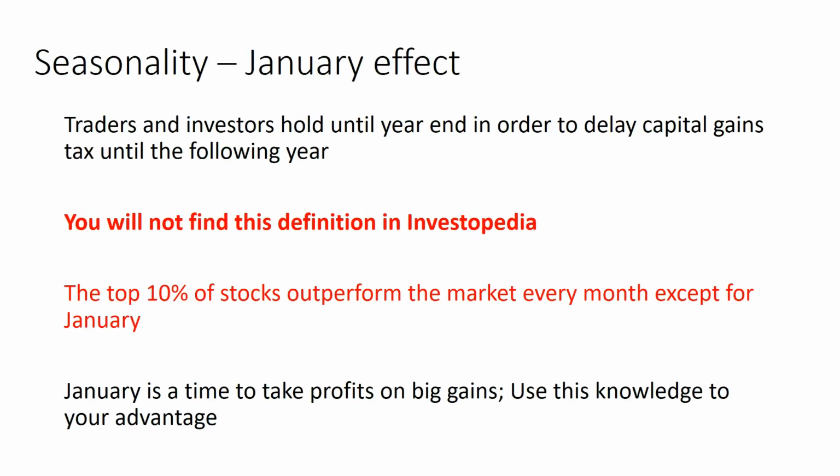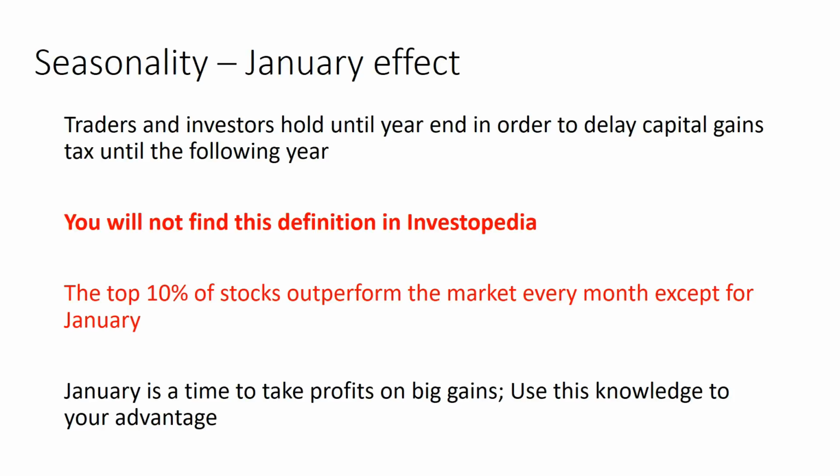So let's talk a little bit about seasonality and the January effect. Traders and investors hold until year end in order to delay capital gains tax until the following year, because capital gains tax is applied the year that you close your position. So if you close it in January, you don't have to pay taxes on those capital gains until basically 1 year later, or until you file your taxes.